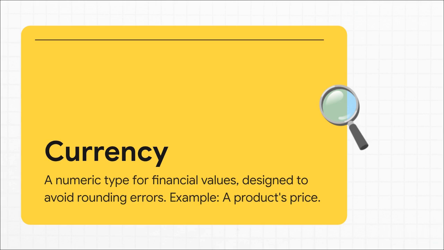Now, remember how we said decimal is great for precision? Well, for money, some systems go a step further and have a dedicated currency type. This is a brilliant example of why this stuff matters. This data type is specifically designed to prevent those tiny little rounding errors that can turn into huge problems in financial calculations. It has one job: handle money perfectly.